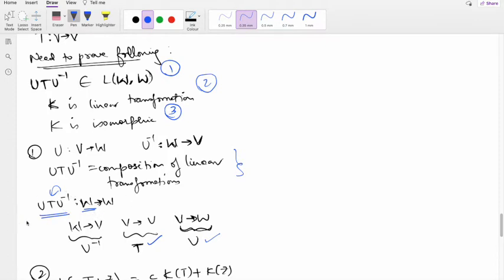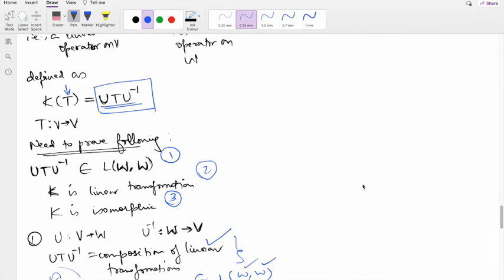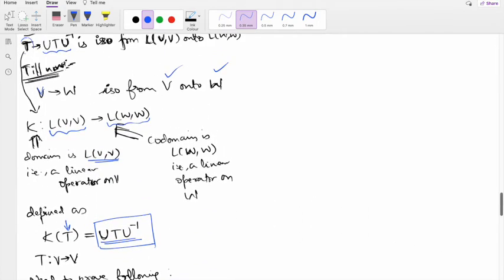So we know that this particular composition is an element of L of W comma W, right? Because it's a linear transformation and operating purely on this set W, right? We now need to prove that K is a linear transformation. See, K is acting on the elements of this and giving out elements here, right?